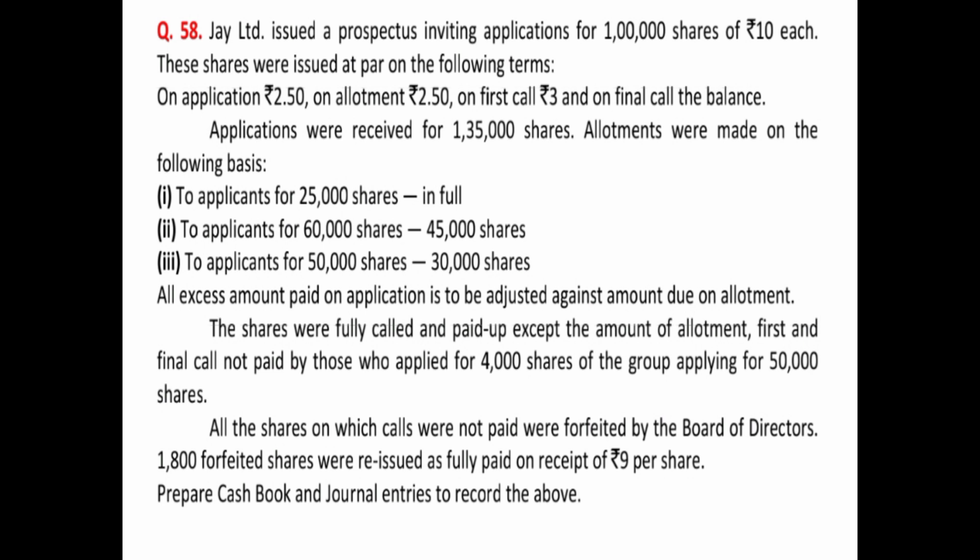So he has applied for 4,000. Now in order to see how much surplus of him we are having, we need to calculate his number of allotted shares as well. So all the shares on which calls were not paid were forfeited by the board of directors. 1,800 forfeited shares were reissued as fully paid on receipt of 9 per share. That means 1 rupee discount which will be adjusted from share forfeiture account.